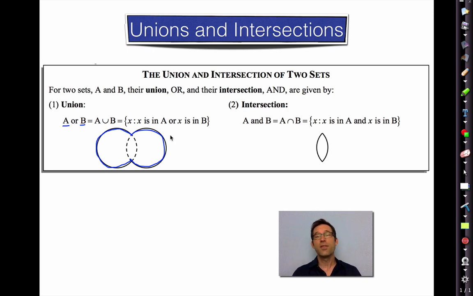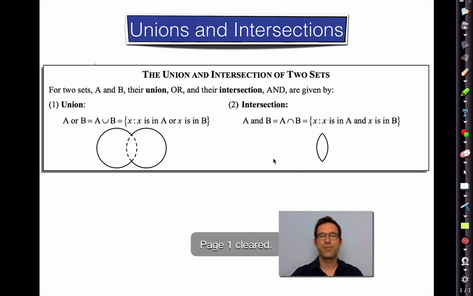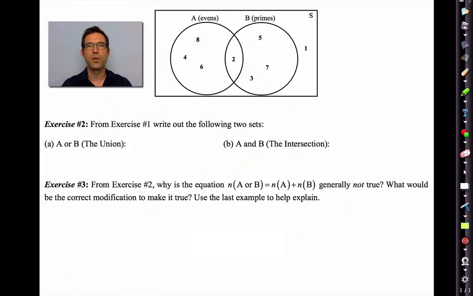The intersection is also what it sounds like. It's all the elements that land in both sets at the same time. And literally, it's this portion. That's the intersection. So the union, we're putting two sets together. The intersection, we're finding all the elements that happen to be in both sets at the same time. The common elements. I'm going to clear this out, and let's practice a little bit with that.